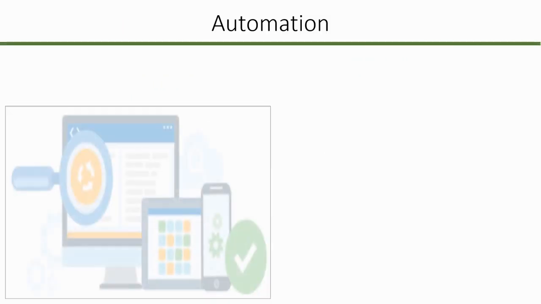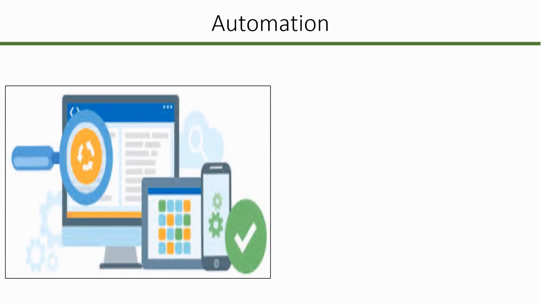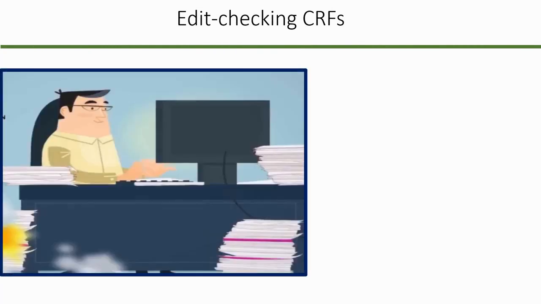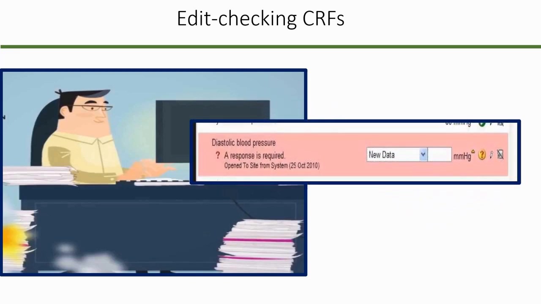With the advent of EDC systems, many of these data cleaning tasks have been either fully automated or made much more efficient to manage. Some of these automations are edit checking CRF. Whenever discrepant data is entered, the edit check would prompt a query message. This edit check helps the site personnel to enter the correct data.